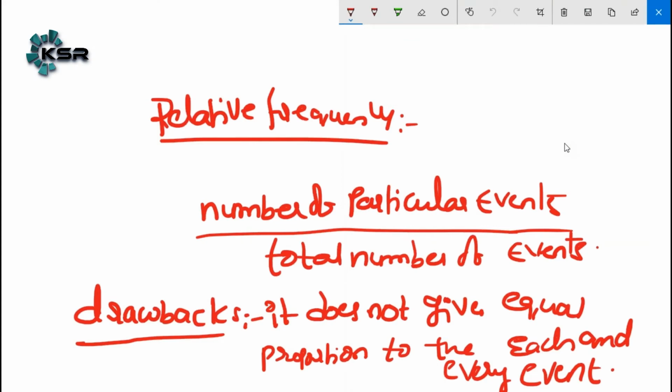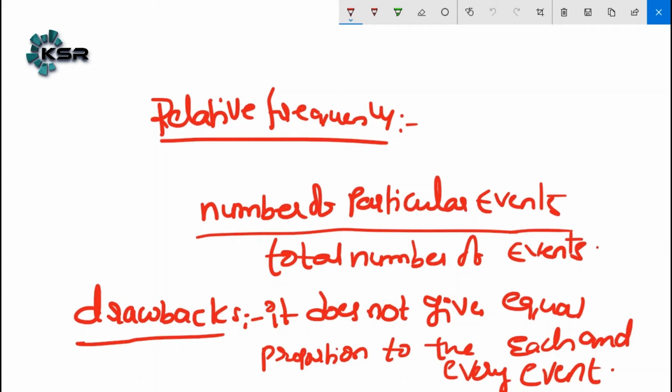In the drawback of relative frequency, it doesn't give equal proportion to each and every event. For example, if you throw a die, there are 6 possible outcomes: 1, 2, 3, 4, 5, 6. Either 1 can be the answer, or 2, 3, 4, 5, or 6. There is no equal proportion to get a 1, a 2, a 3, a 4, a 5, or a 6 as an outcome. This is a drawback of relative frequency.